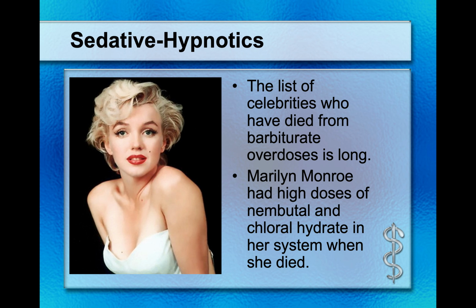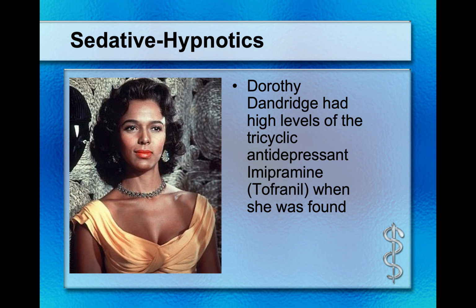The list of celebrities who have died from barbiturate overdoses is long. Marilyn Monroe had high doses of Nembutal and chloral hydrate in her system when she died. Dorothy Dandridge had high levels of the tricyclic antidepressant imipramine, also known as Tofranil, when she was found dead. Interestingly, Dorothy Dandridge's movies are being featured on Turner Classic Movies this month.